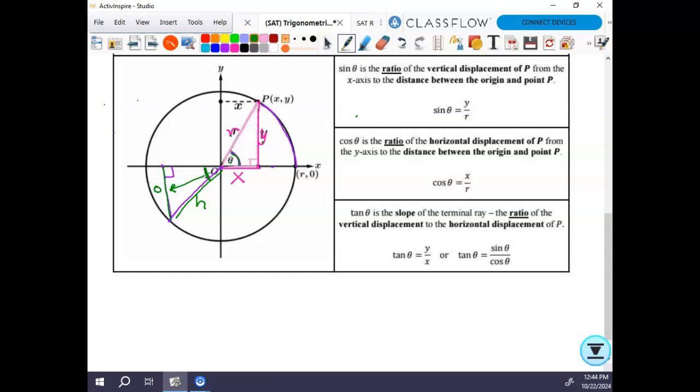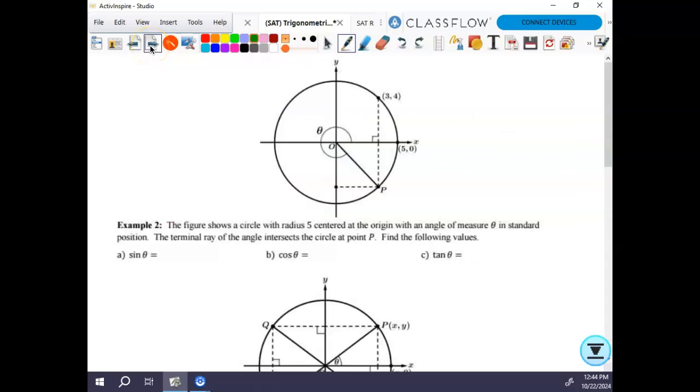Okay, just label it with what makes sense to you. So cosine, adjacent over hypotenuse, that's why it's x over r. Tangent, opposite over adjacent, that's why it's y over x. It's also sine over cosine. I don't know that you really need to know that for tomorrow, but just, again, quick little, how do we put this on the circle?